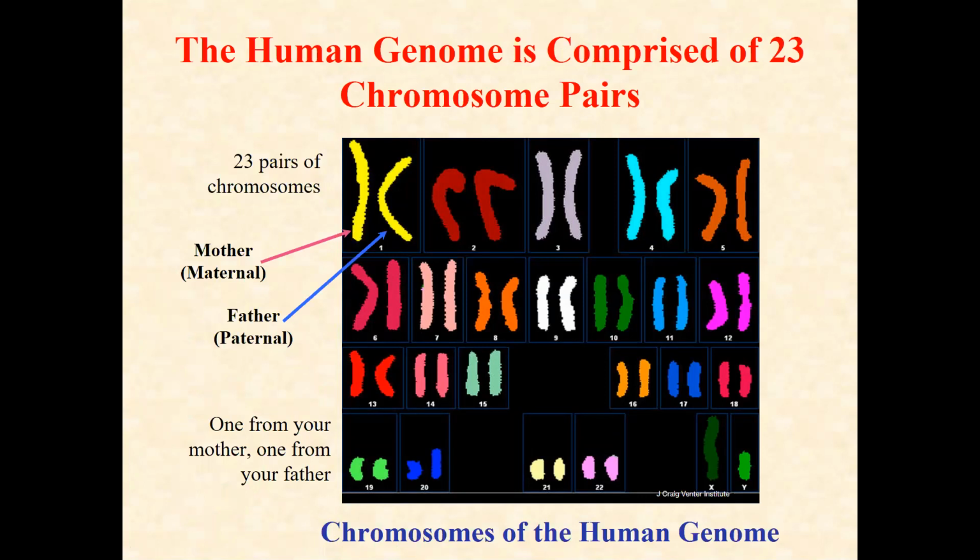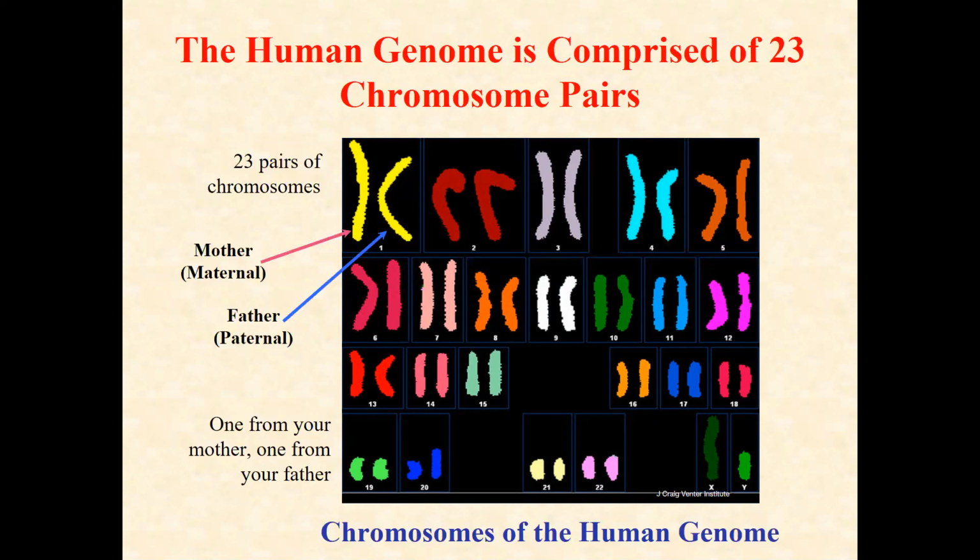The human genome is comprised of 23 chromosome pairs. You have pairs of chromosomes because you inherit one from your mother and one from your father, a total of 23 chromosomes from each parent.